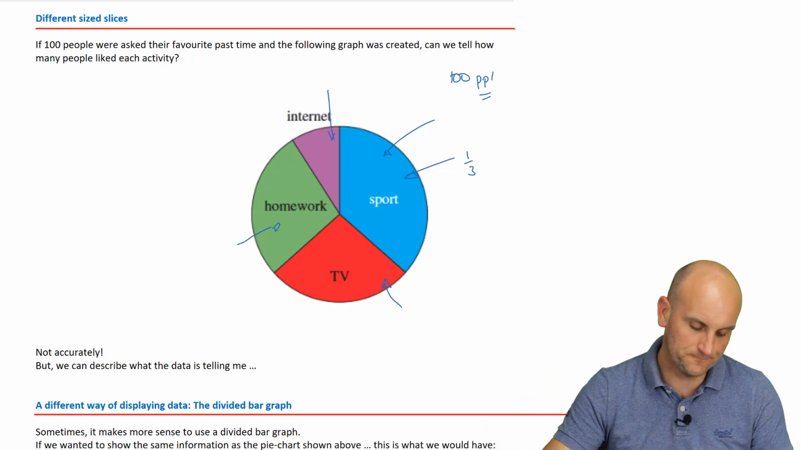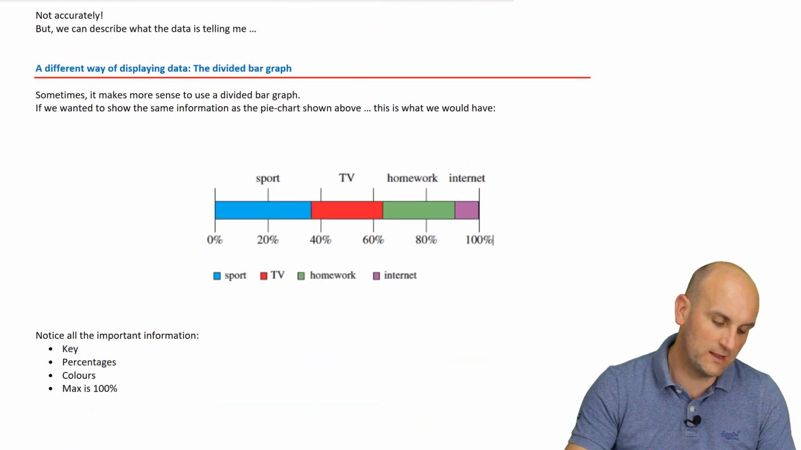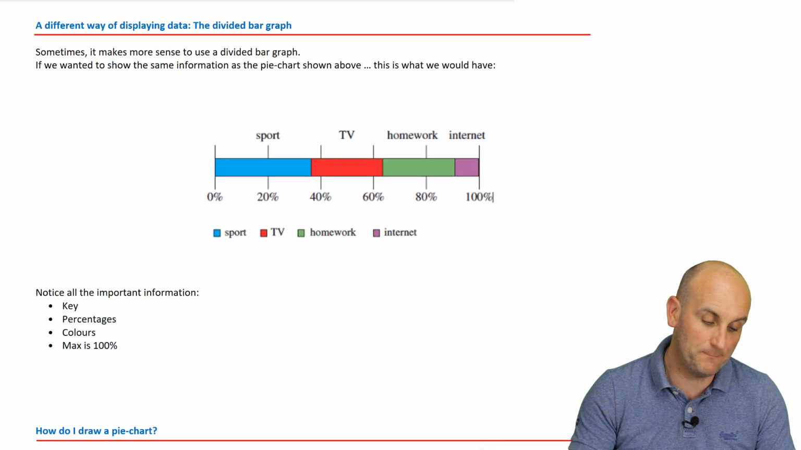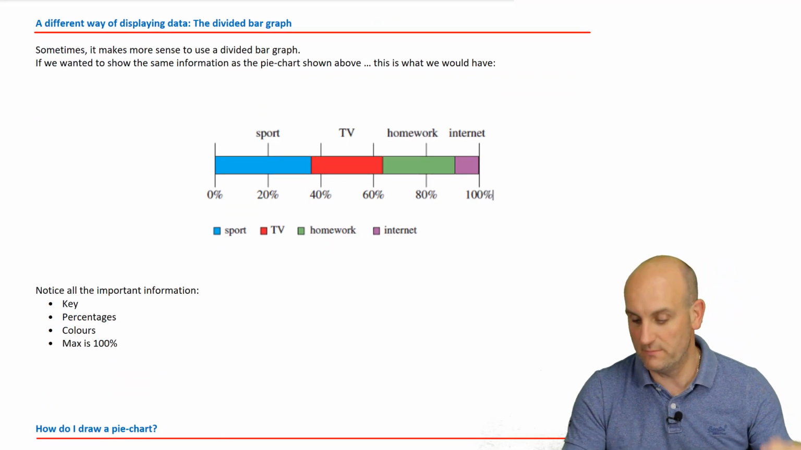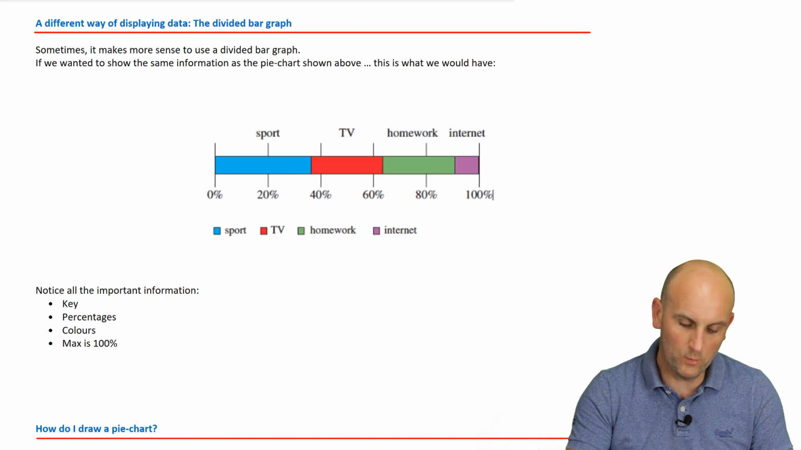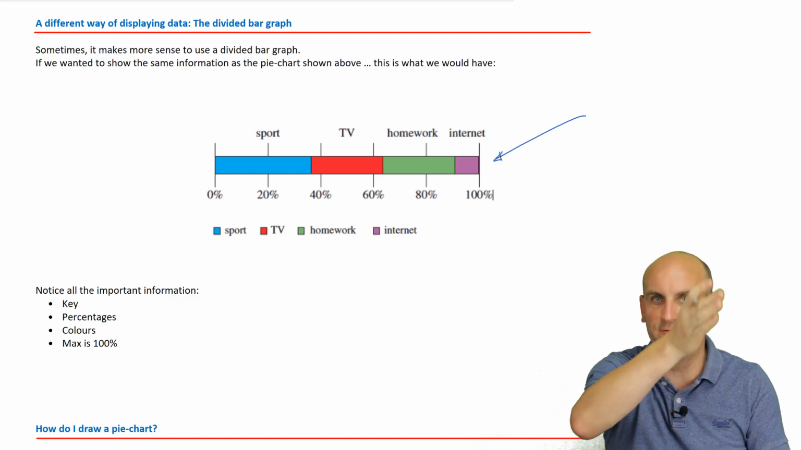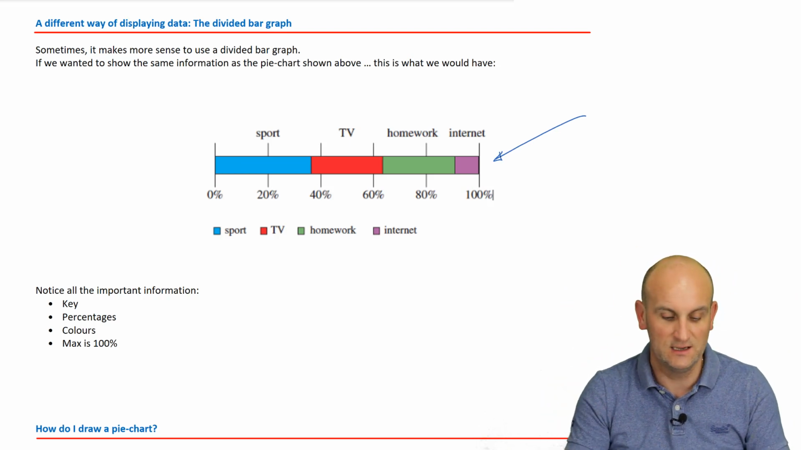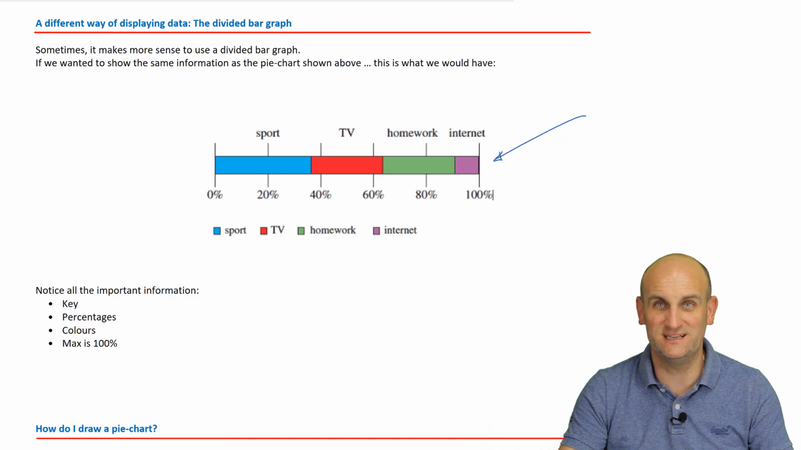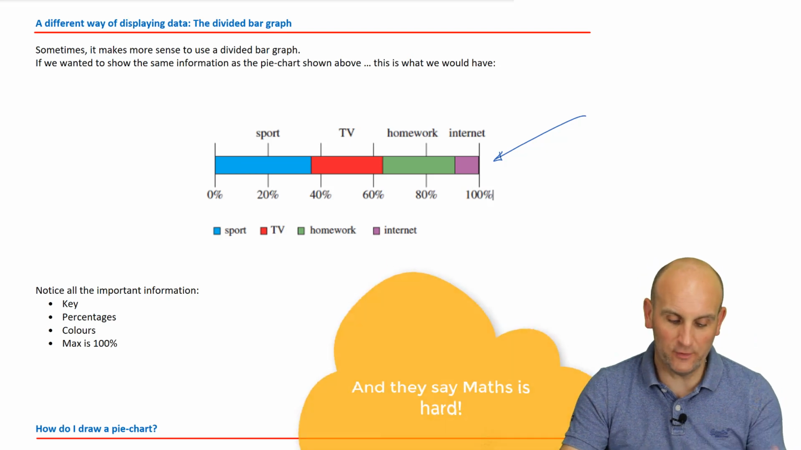Too much information. So sometimes we like to be able to describe our data in a different way, and pie charts are definitely one of them. But then we get to this thing called the divided bar graph. Well, why is it called a divided bar graph? Well, what do you notice there? It is a bar. And do you notice it is divided into different sections? And basically that's pretty much it. It's like a pie chart, but just in a bar. Random, huh? So how do we read this thing?